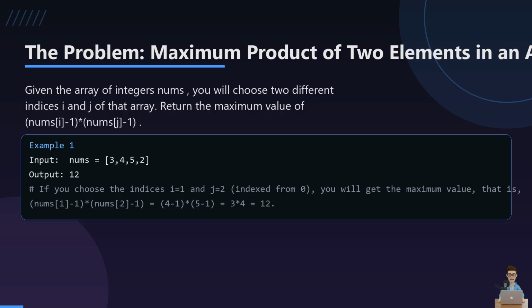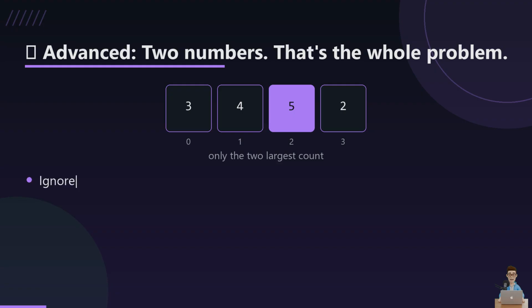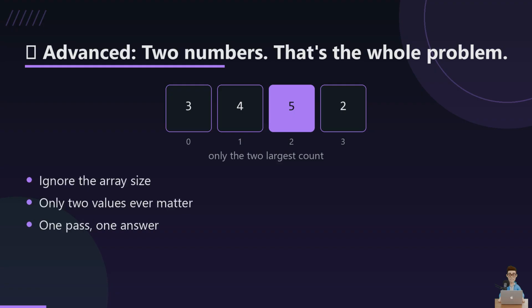Maximum product of two elements in an array. Here's the narration. You're given an array of numbers and you need to pick two of them at different positions. For each of the two numbers you pick, subtract one from it, then multiply the two results together. Your goal is to choose the two numbers that make this product as large as possible and return that largest value. Advanced level.